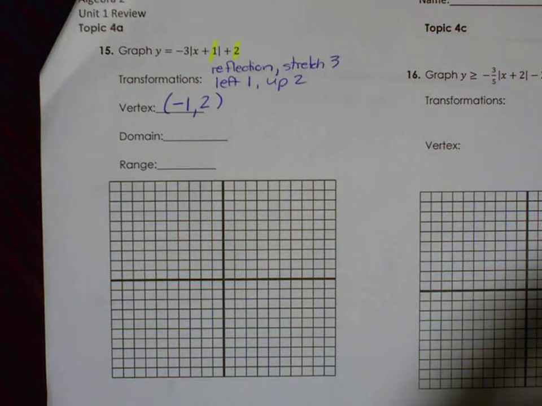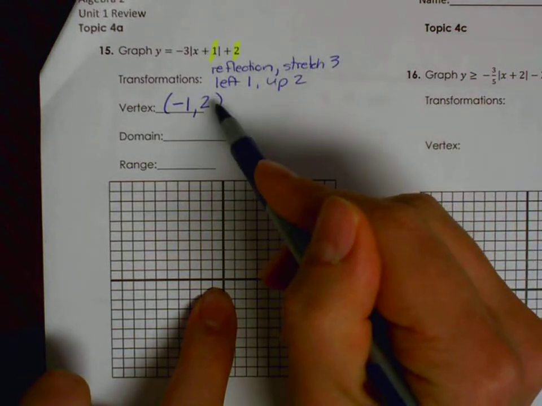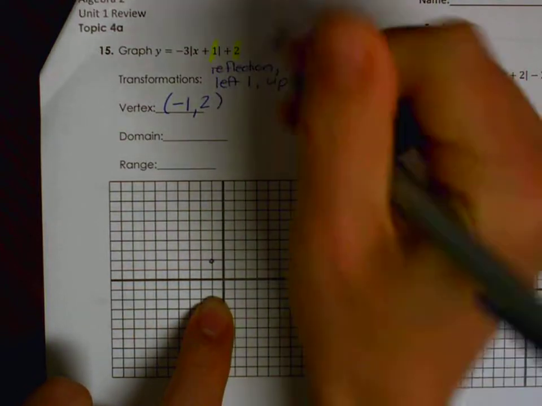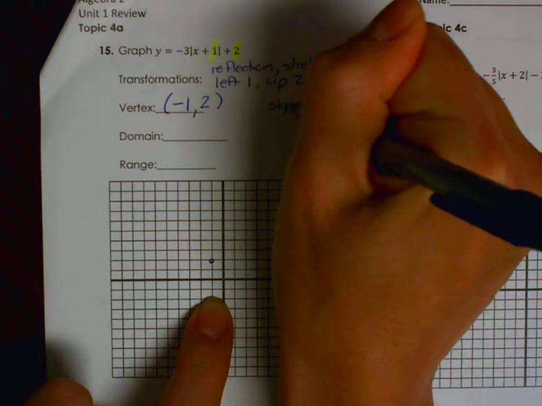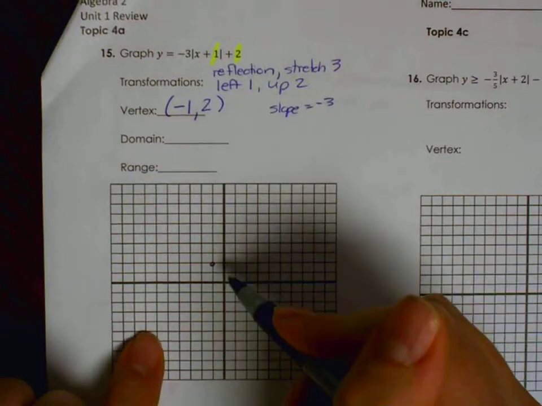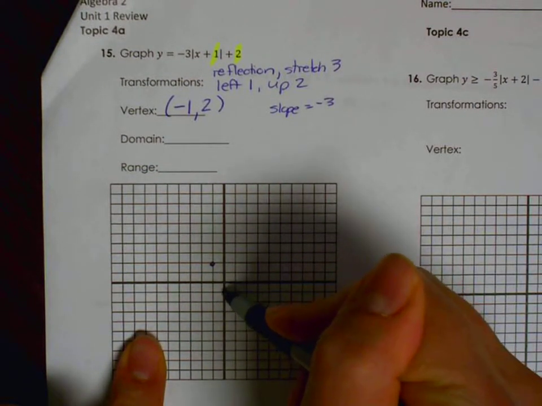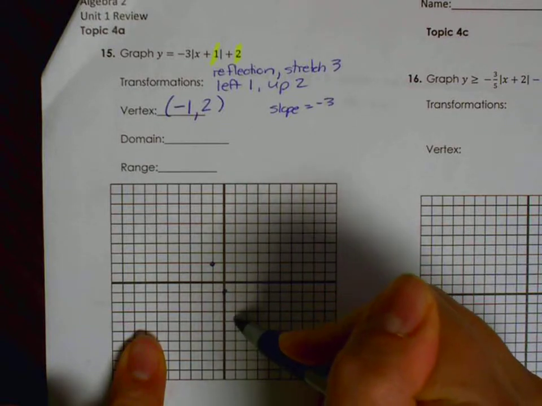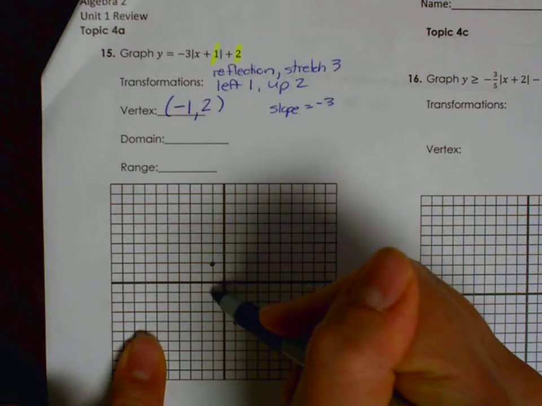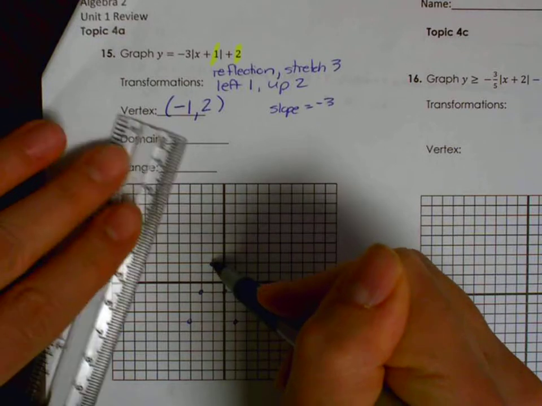So let's graph it first before we even think about the domain and range. So my vertex is at -1, +2, and my slope, it doesn't ask for slope, but I think it's helpful to write it down, is -3, or -3/1. So from my vertex, I am going down 3/1, down 3/1, and I have to do it the other way too to make my other side of my V. Down 3/1, down 3/1.